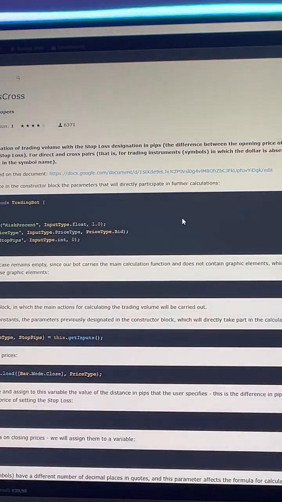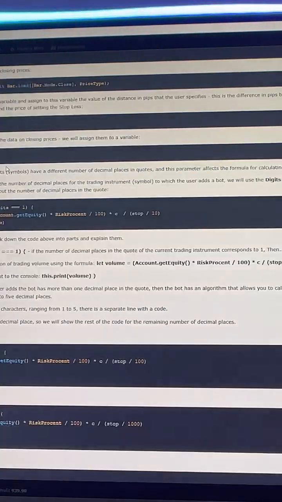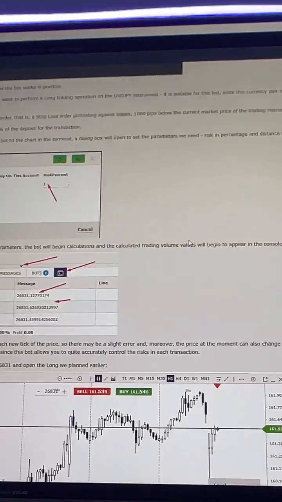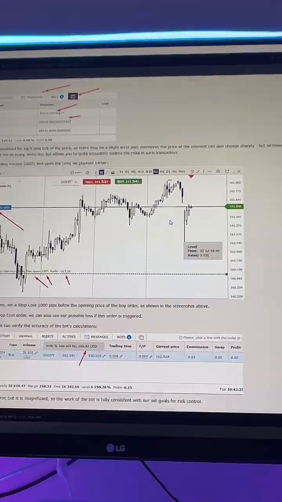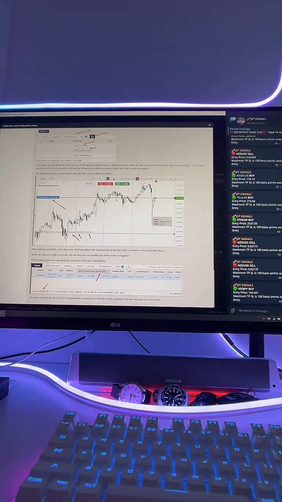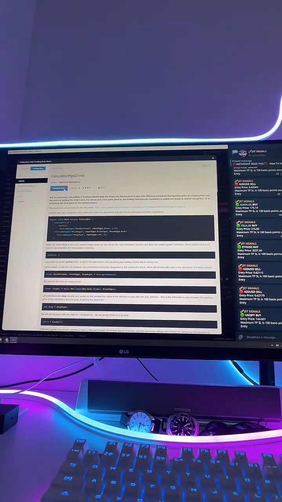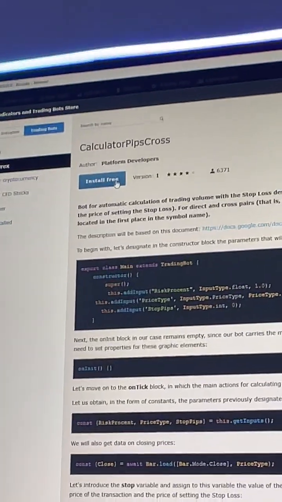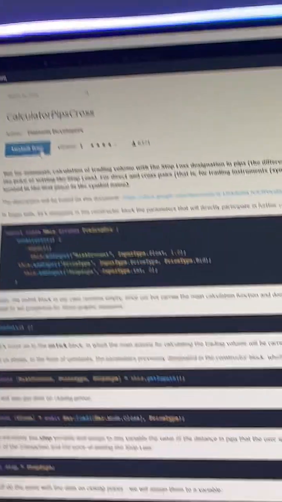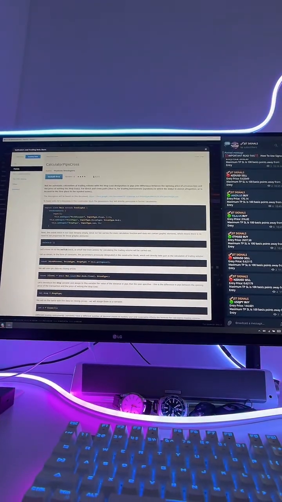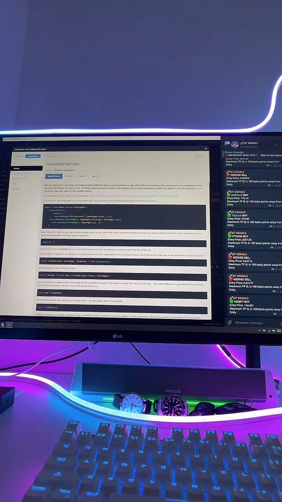What you do is you would click it, and then it basically tells you what this bot does. It enters here, it enters there, and all you have to do is right here you click install free, and you can get automated trading bots right on the Abado platform, which is crazy.